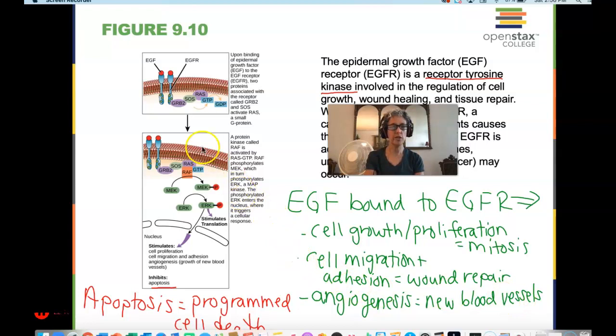So that is showing that if we have the epidermal growth factor bound, we trigger a series of events that stimulates translation, the generation of proteins, and that is our cell proliferation, migration, adhesion, and it inhibits or prevents apoptosis. Apoptosis is programmed cell death. So if we're needing to make new cells, then we want to prevent cells from being eliminated, killed off by apoptosis.